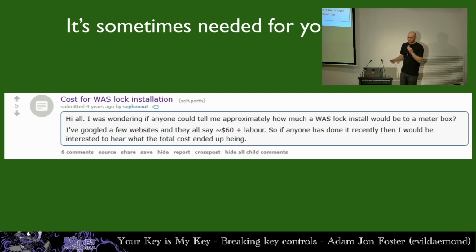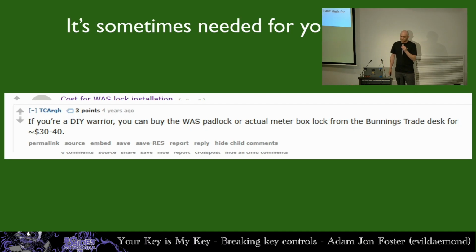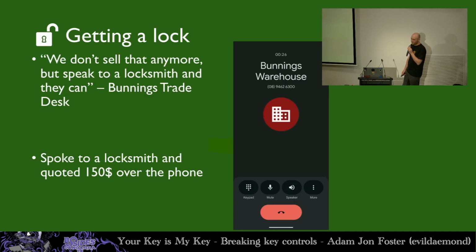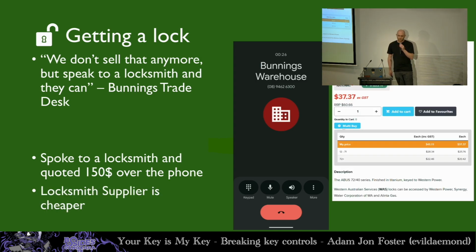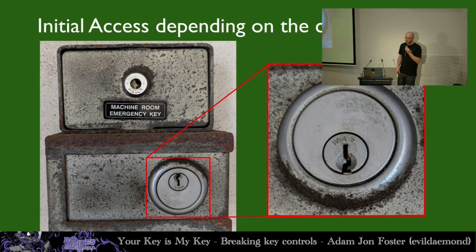So you look on places like Reddit and you see that people are asking, where can I buy this? I'm going to save you all some time. We don't sell that anymore, is the word I got. Called a locksmith and they said $150. Locksmith supplier is like 40. And some of you might have figured out, yeah, you can just derive the key by opening it up once and figuring out the lock. And depending on where you are, that might be your initial access into the building. This is pretty common just to see boxes like this where you can just open it up and you've got a way into there.